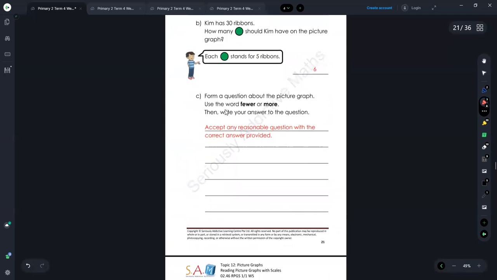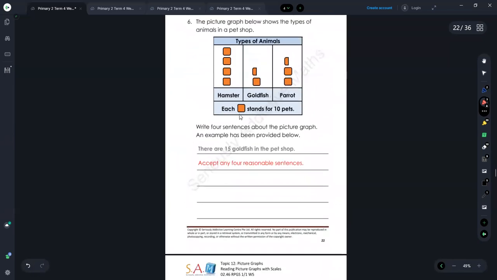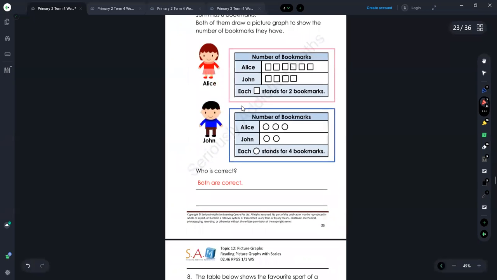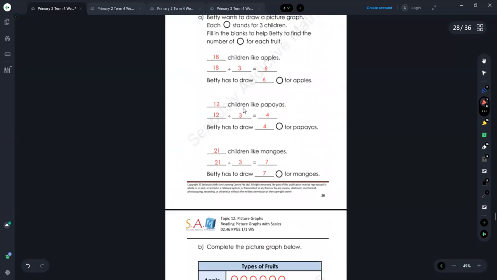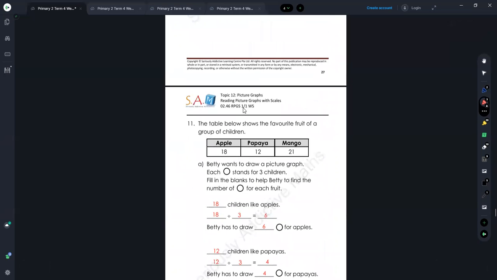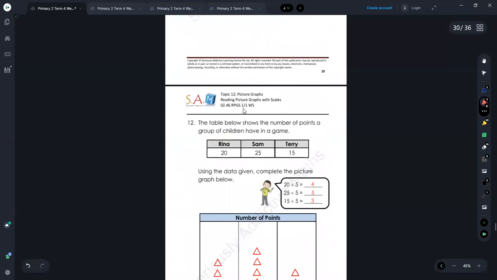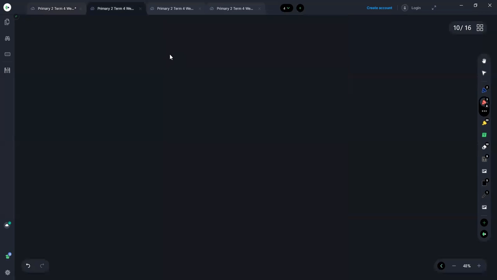All right, then they can form a question about a picture graph using the word fewer or more and write your answer in question, right? So it's up to them. Okay. So as I said, take note that it's a second book. Second book is sort of easier, but do spend maybe because there's so many questions here, right? So do spend a few more time to do a few more questions with them. Perhaps question 11 as well. Okay. And then after that, we move on to book 2.